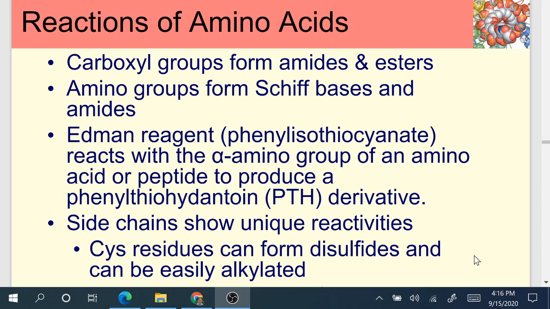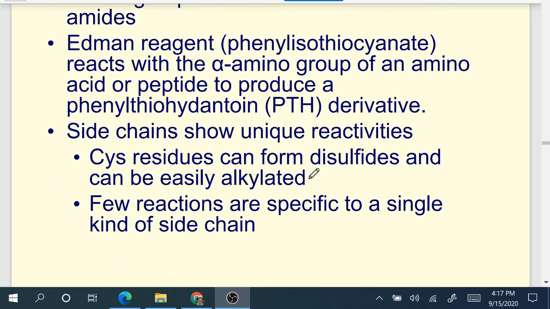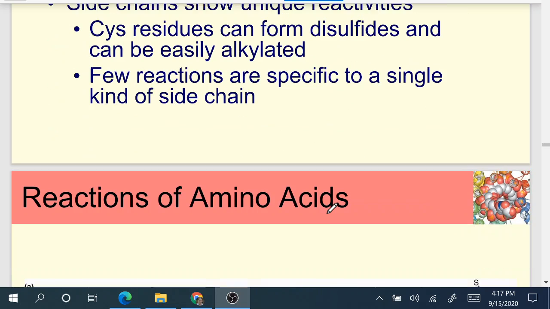So carboxyl groups can form amides and esters. Amine groups form Schiff bases and amides. You may remember seeing that in organic chemistry. If not, you can go back and look those up. Edman's reagent, or phenyl isothiocyanate, reacts with the amino group of an amino acid or peptide to produce a PTH derivative. Side chains show unique reactivities, so cysteine residues can form disulfide bonds and can be easily alkylated as well, and few reactions are specific to a single kind of side chain.